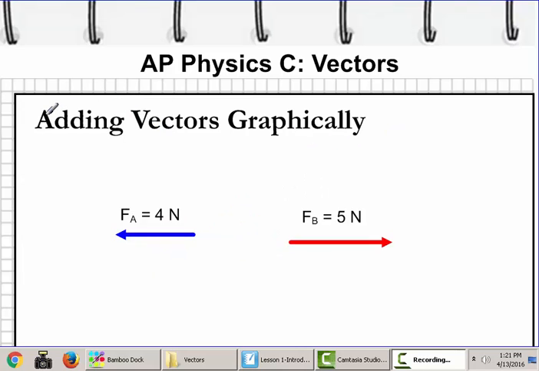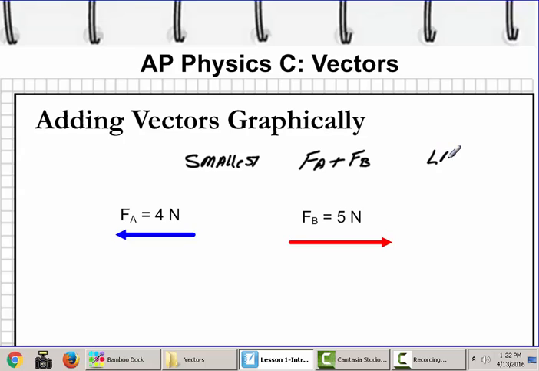Here's a problem that I've seen missed quite often on the AP exam. You're given two vectors here, 4 newtons and 5 newtons, but you don't have any direction. And the question is, what is the smallest value you can get if you add FA plus FB? And what's the largest value you can get?